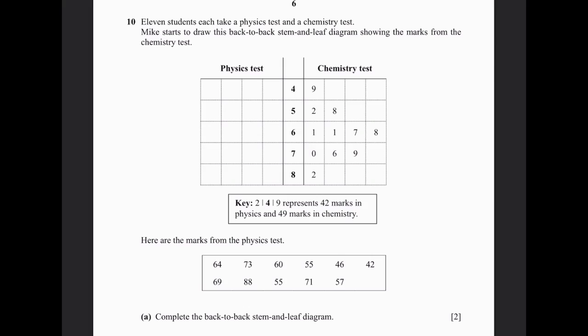Question 10. 11 students each take a physics and chemistry test. Mike starts to draw this back-to-back stem and leaf diagram showing marks from the chemistry test. Here are the marks from the physics test. A. Complete the back-to-back stem and leaf diagram.